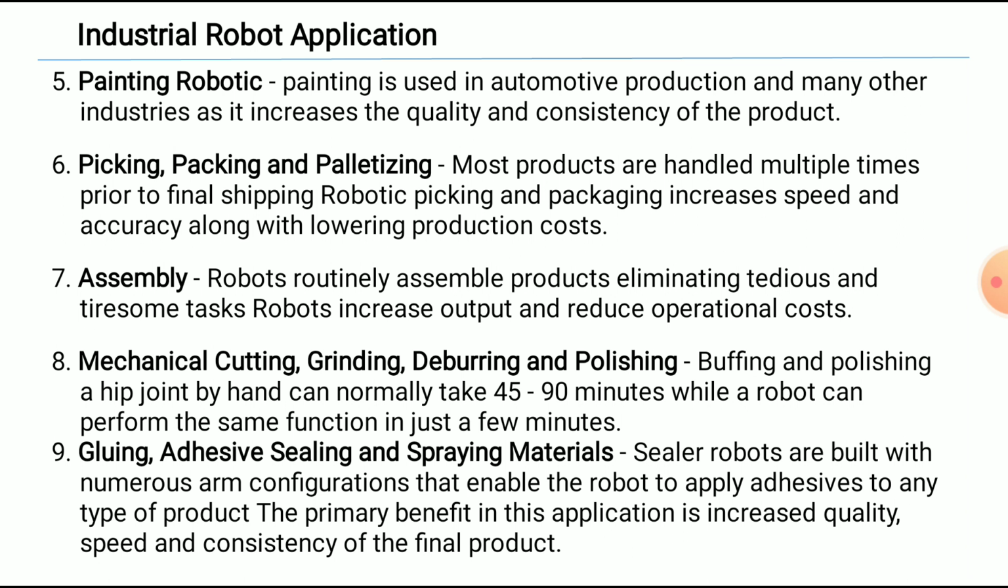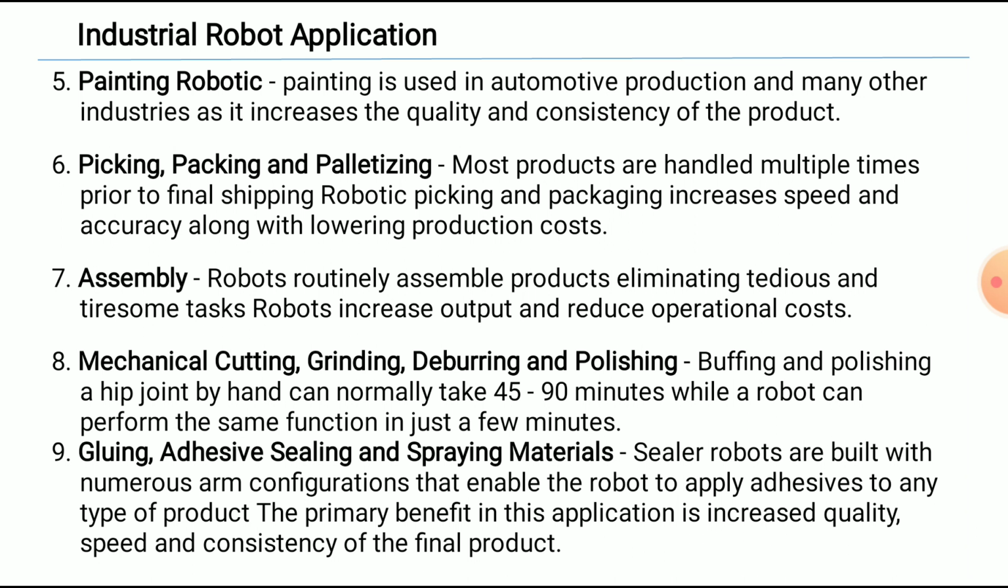The most popular products are handled multiple times prior to final shipping. So robotic picking and packing increases the speed as well as the accuracy, along with lowering the production cost. Next, assembly. Robots routinely assemble products, eliminating tedious jobs. So robots increase the output as well as reduce the operational cost.